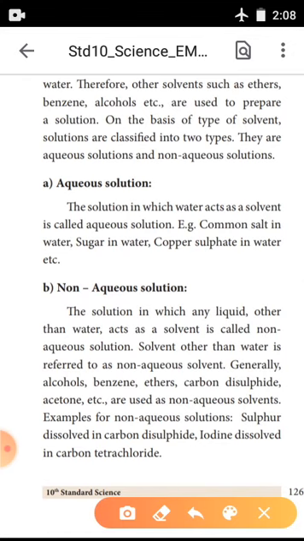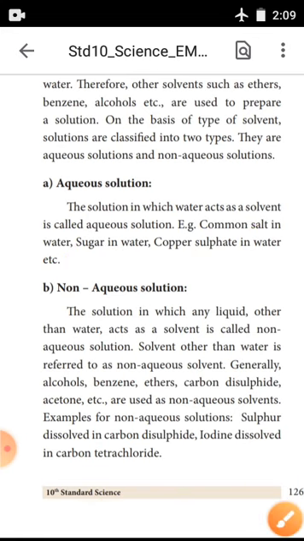For example, common salt in water, sugar in water and copper sulfate in water. What is the chemical name of common salt? Yes, very good, sodium chloride. In our home also we have this salt, sodium chloride, that is common salt. Common salt is dissolved in water, sugar also dissolves in water, and copper sulfate, which is one of the salts, also dissolves in water.